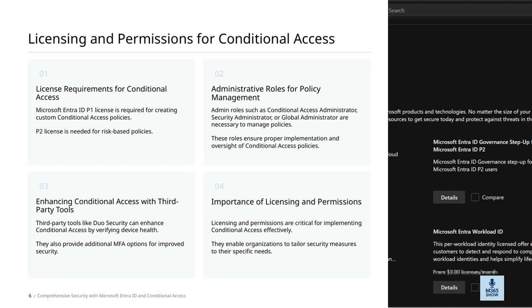If you want to implement risk-based policies that respond dynamically to user or device risk levels, then a P2 license is necessary. Knowing these requirements helps ensure your organization is properly equipped to deploy effective security policies.